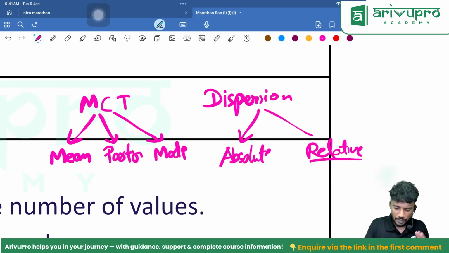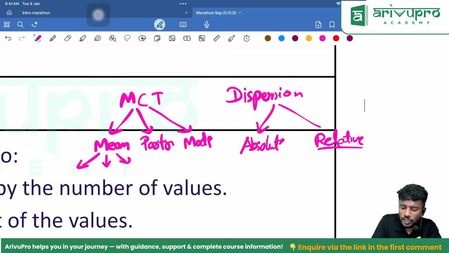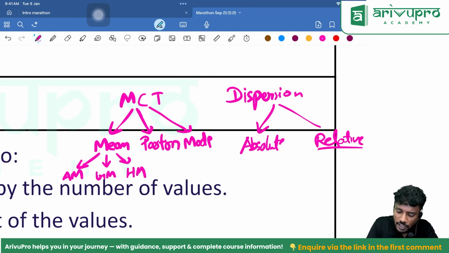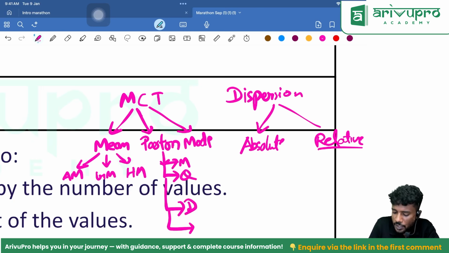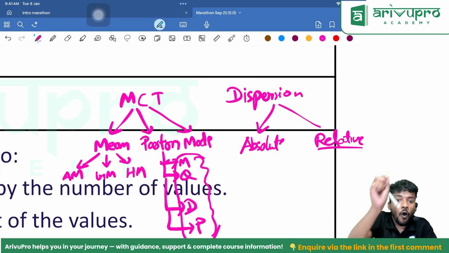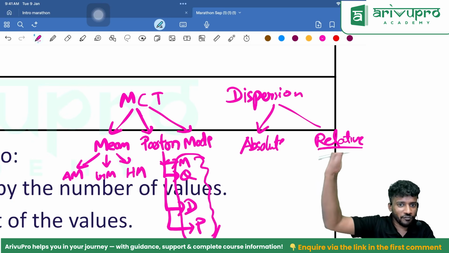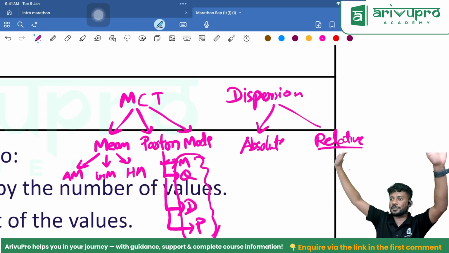Now the next part. Looking into mean, there are three types we are going to learn. First one is arithmetic mean, then geometric mean, then harmonic mean. In partition, there is median, then quartile, then decile, then percentile. All these things we will solve using one question, because the method is the same. The formula is almost the same. For median it will be 2, quartile it will be 4, percentile it will be 100, decile it will be 10.